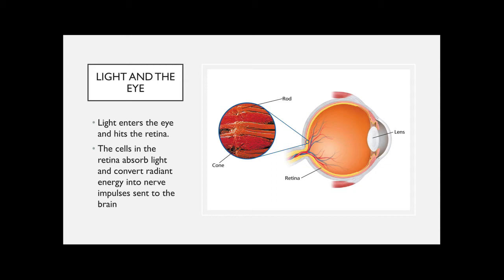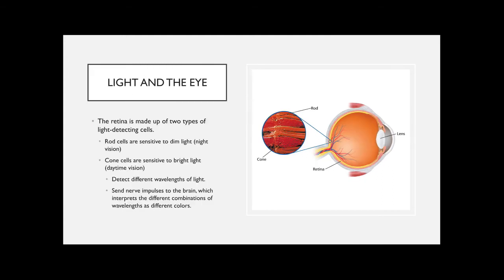And when it converts it to radiant energy, it is then going to be converted to nerve impulses that get sent to our brain, and then our brain will decipher what image we are seeing. Now, let's talk about the retina specifically, because there's a couple components that the retina has that is super important for us to detect light and images.